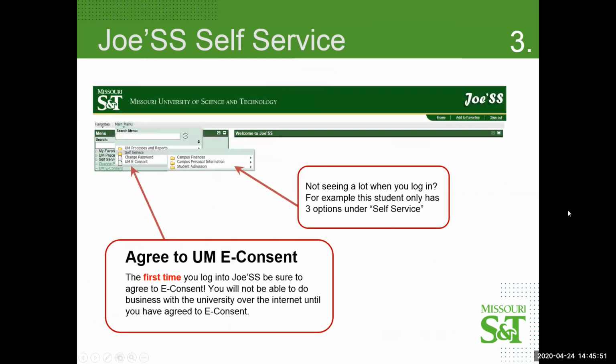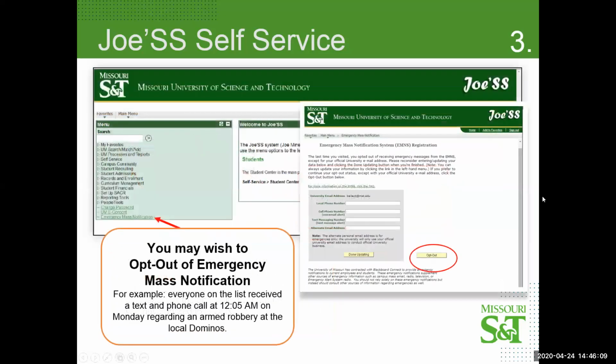So once you've logged into Joe's self-service, this might be the only thing that you see, and you might not have that many options. So the first time you log into Joe's, you need to agree to the UME consent. You won't be able to do anything else until you've agreed to that. And once you've agreed to your UME consent, then you'll be able to move on, and you'll see a little more options here.